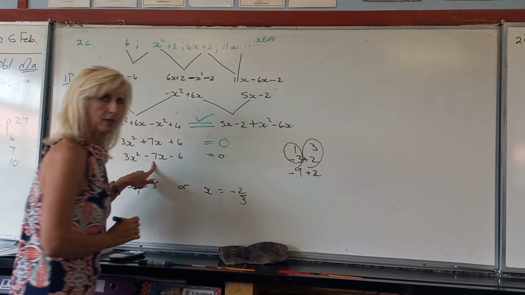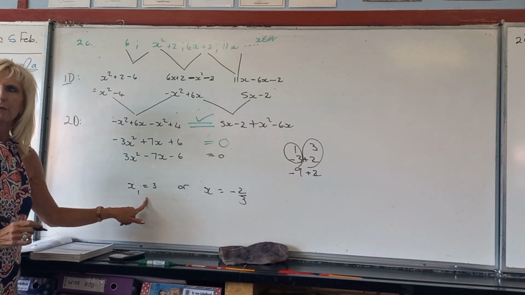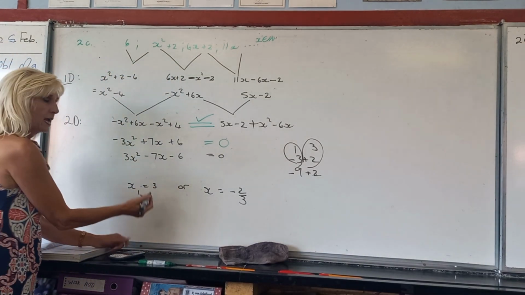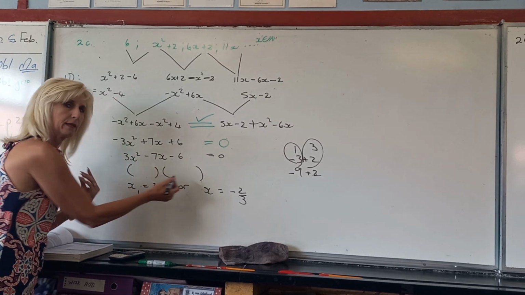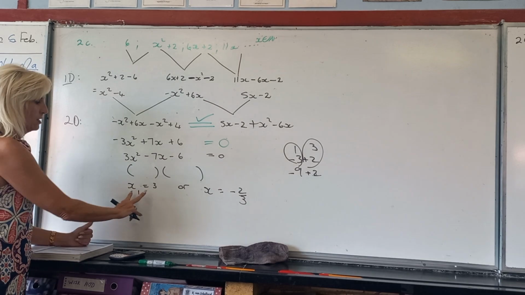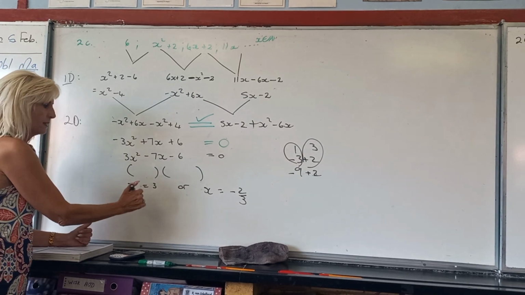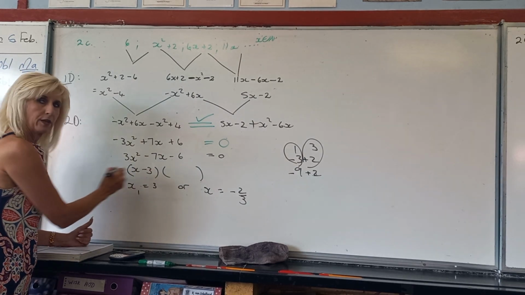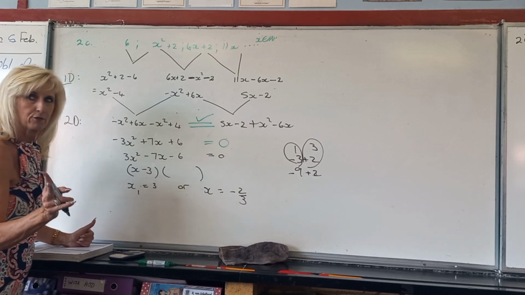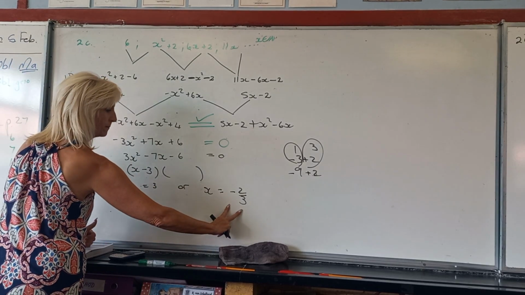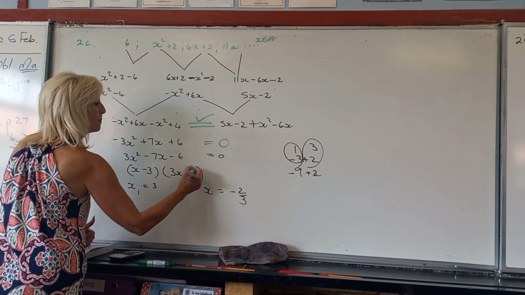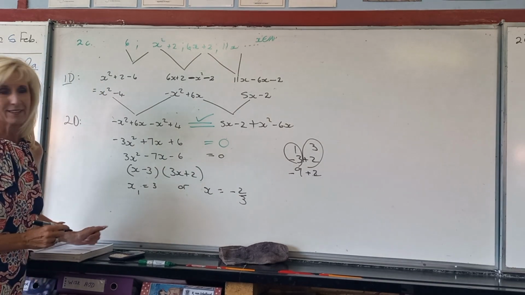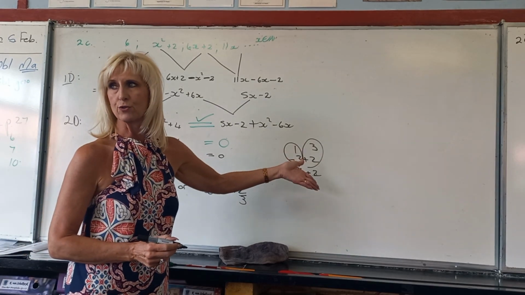X minus 3, which will give me 3. But now you've got to work it backwards and say, what should the brackets have been? Going backwards. To have x equal to 3, this would have been x minus 3. And this, careful now, had to have been 3x plus 2. Excellent. 3x plus 2, old school.